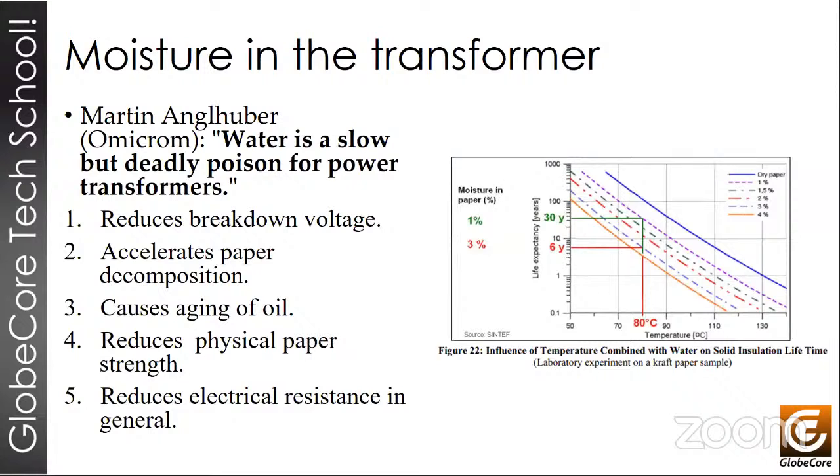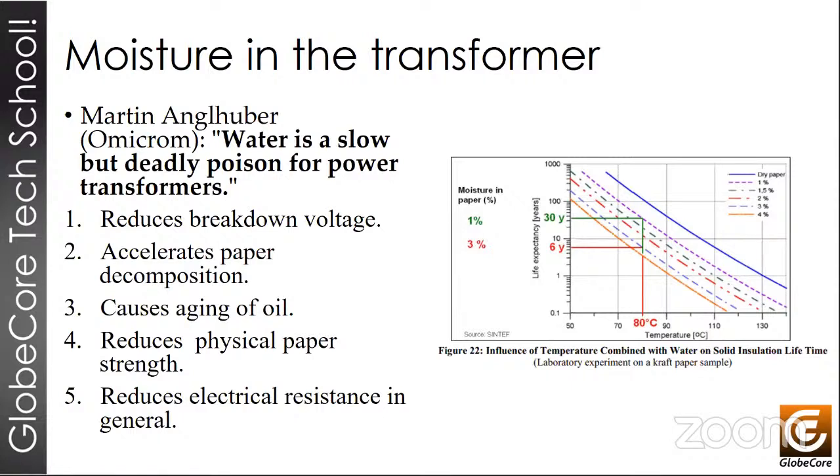Okay, Martin Engelhuber defined water as a slow but deadly poison for transformers, and I couldn't agree more. This is 100% true. Water reduces the breakdown voltage, which allows electric arcs to exist inside the unit at a lower voltage. It accelerates the decomposition of paper, which directly reduces the lifetime of the transformer. And we must remember that the life of the transformer is always measured according to the durability of its paper and its ability to withstand the electrical and mechanical stresses.